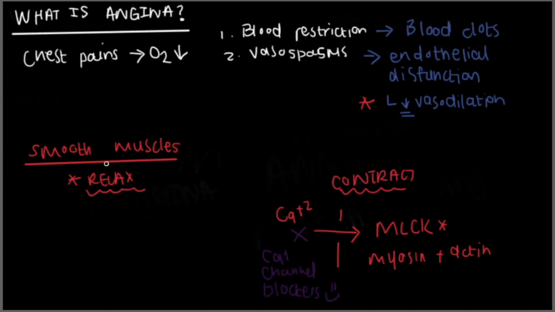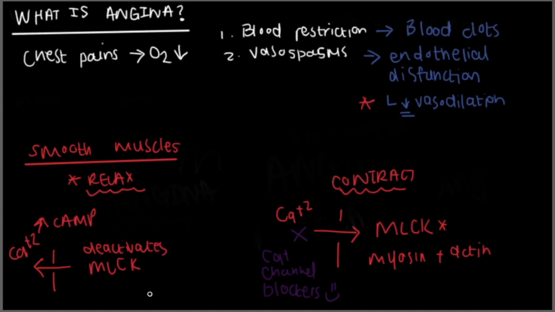Looking at the relaxation of a smooth muscle, exactly the opposite happens. As soon as there's an increase in cyclic AMP, we are going to get the movement of calcium ions outside of the cell. When calcium exits the cell, there's going to be deactivation of this enzyme, myosin light chain kinase. And thus, myosin won't be able to interact with actin anymore, and we're going to get a smooth muscle relaxation.